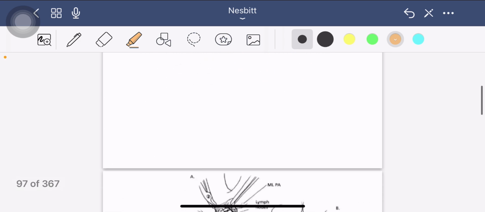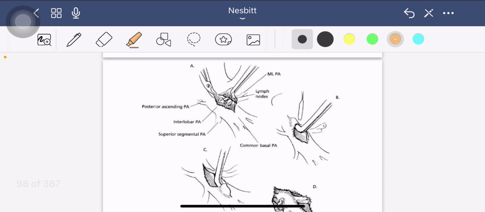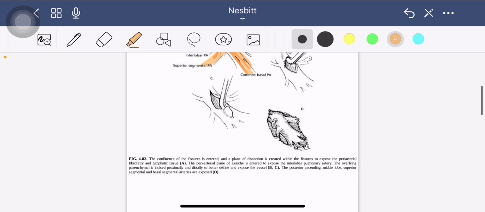From the interlobar pulmonary artery, there is the superior segment pulmonary artery. After takeoff of the superior segment pulmonary artery, there is the middle lobe pulmonary artery, and then the common basilar pulmonary artery. This is the common basal pulmonary artery, this is the posterior ascending pulmonary artery, then there is the interlobar pulmonary artery, then the superior segment pulmonary artery and common basal pulmonary artery. And this is the middle lobe pulmonary artery.